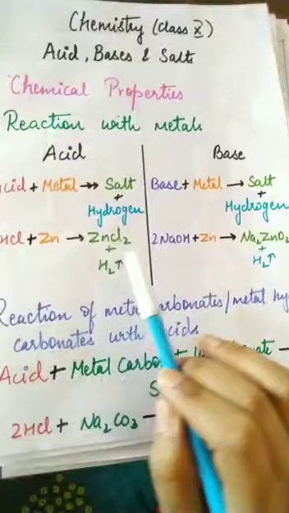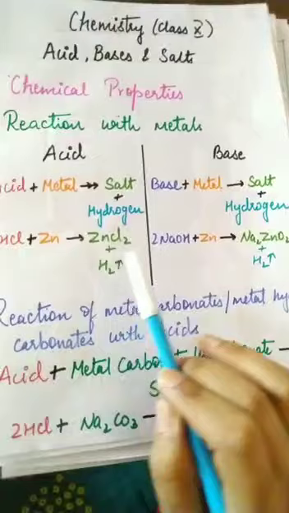Let us take the example of acid. When 2HCl reacts with zinc, what is formed? Zinc chloride and hydrogen gas is released. This chloride comes with zinc and the valency of zinc is +2. So 2 chloride, ZnCl2, zinc chloride is formed and hydrogen gas is released.